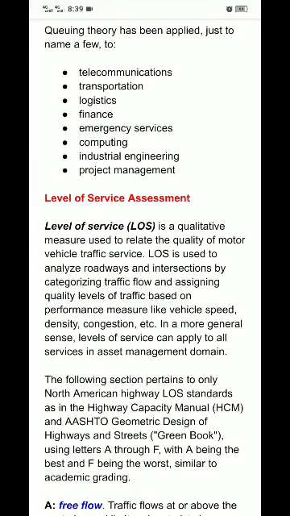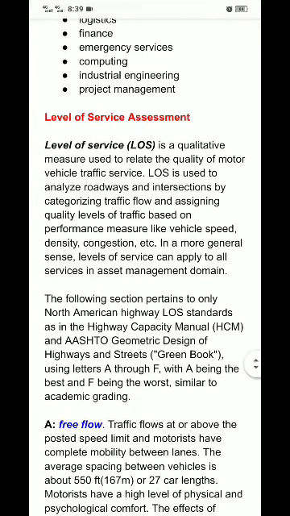So the level of service assessment. Level of service, or LOS, is a qualitative measure used to relate the quality of motor vehicle traffic service. LOS is used to analyze roadways and intersections by categorizing traffic flow and assigning quality levels of traffic based on performance measures like vehicle speed, density, congestion, etc. In a more general sense, levels of service can apply to all services in the asset management domain.